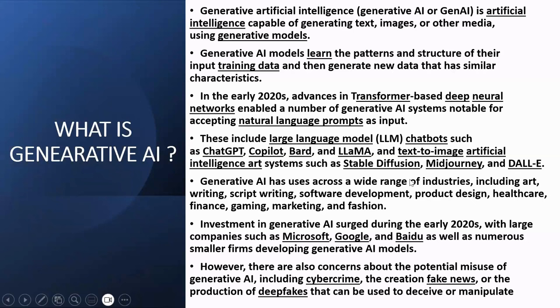So generative AI is used across a wide range of industries, including art, writing, script writing, software development, product design, healthcare, finance, gaming, marketing, and fashion. So investment in Gen AI during early 2020 came from large companies like Microsoft and Google, as well as numerous others. So that means most companies try to work on POC and R&D in generative AI, guys.